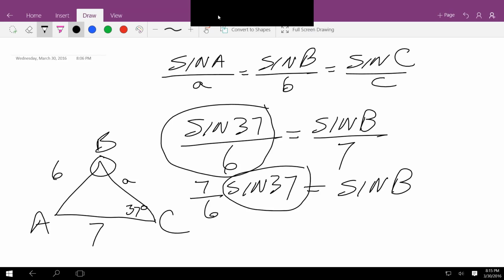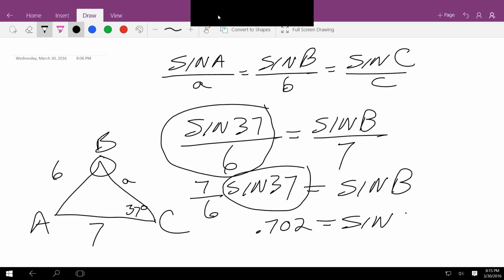And what does this number come out to be? So what's the number over here? For sin 37, times 7 divided by 6. So you do sin 37, times 7 divided by 6. Could be a number slightly greater than 1/2. Yeah, I got 0.702. And that's equal to the sine of B.